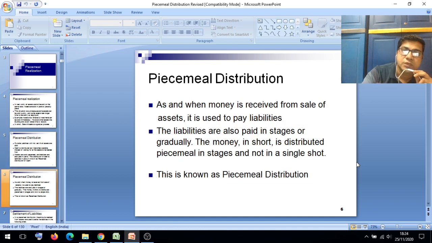Now, friends, as and when money is received from sale of the asset, it is used to pay liabilities. The liabilities are also paid in stages or gradually. The money, in short, is distributed piecemeal in stages and not in a single shot. This is known as a piecemeal distribution.